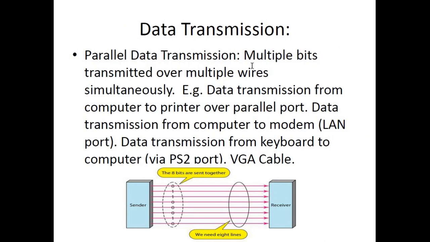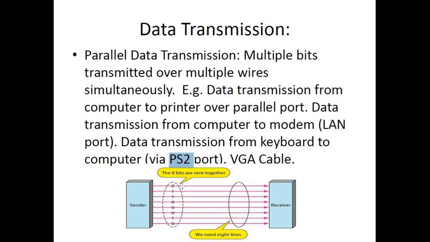Next we have parallel data transmission. Multiple bits are transmitted over multiple wires simultaneously. Over here, multiple bits and multiple wires, these two are the keywords. For example, data transmission from computer to printer over a parallel port, or data transmission from computer to modem, your LAN or RJ45 port, or data transmission from keyboard to computer via PS2 port. Nowadays PS2 ports are not used anymore, they are a bit of old technology, or a VGA cable, the one that is attached to your monitor.